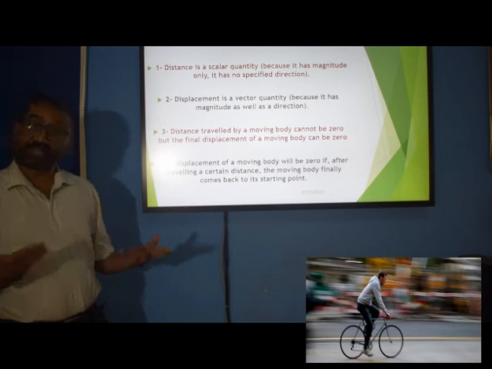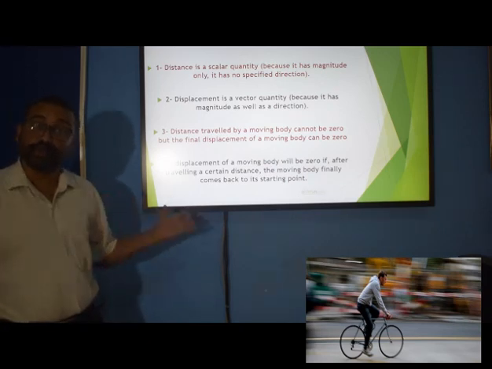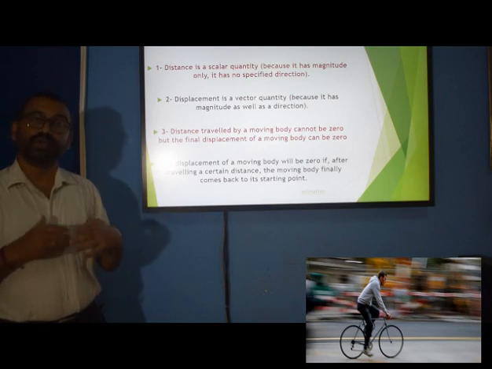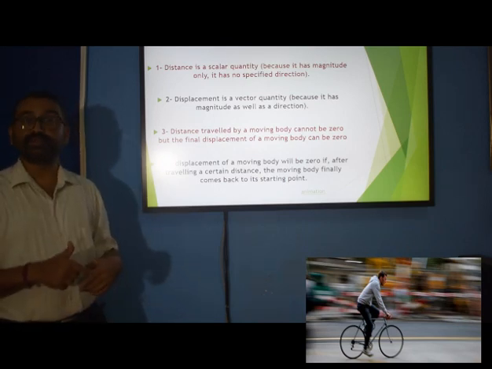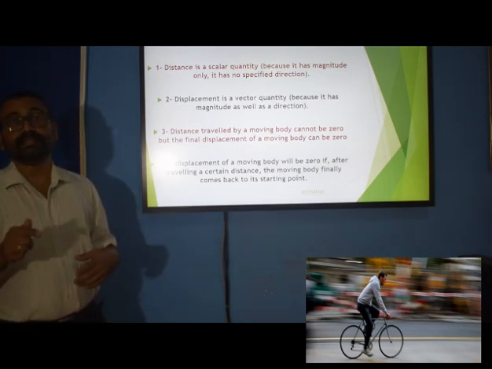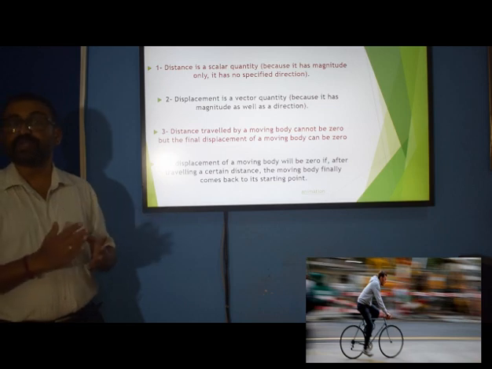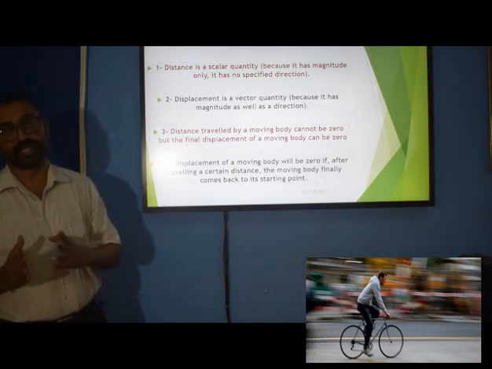Distance, sometimes it can be zero if you are not moving. If you are not at all going anywhere, distance is zero. But even if you are going somewhere, if you come back to the same position, then the distance will not be zero, but the displacement will be zero. Dear learners, please note the difference between distance and displacement.